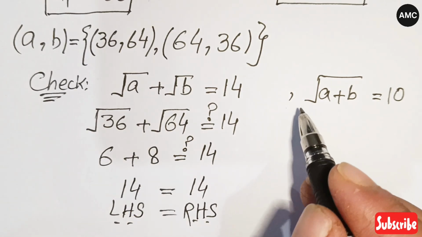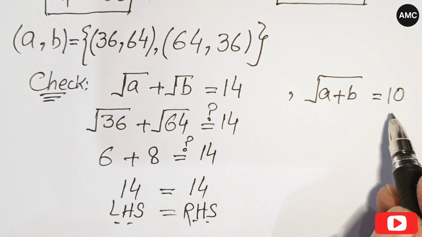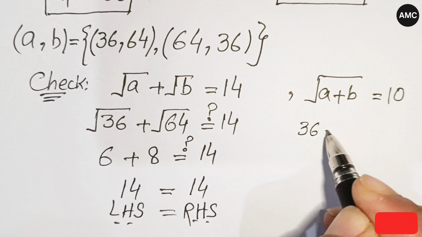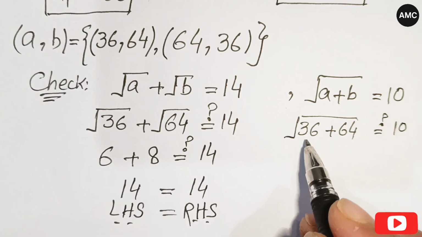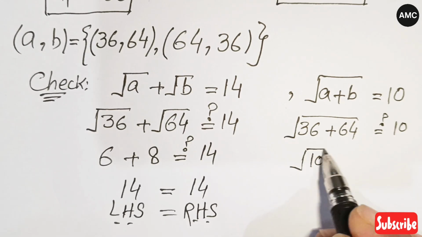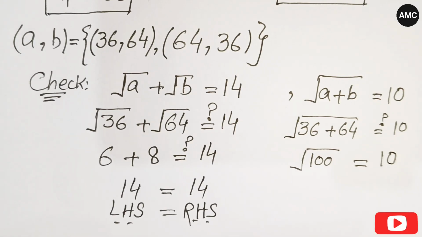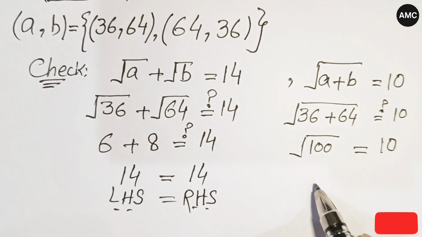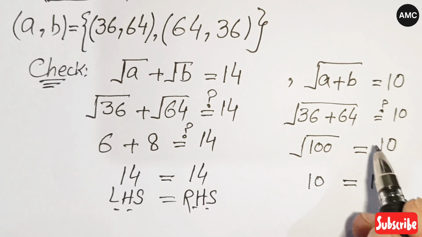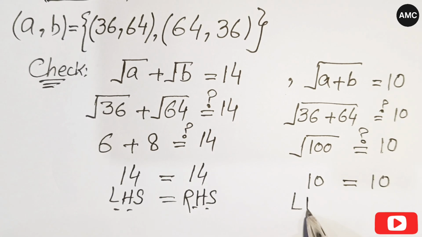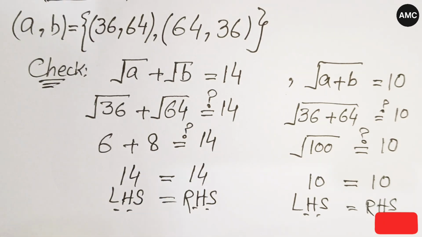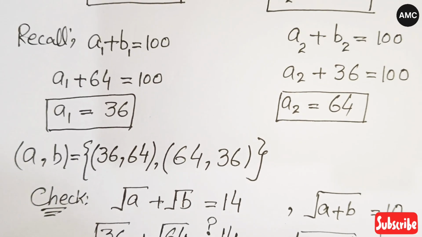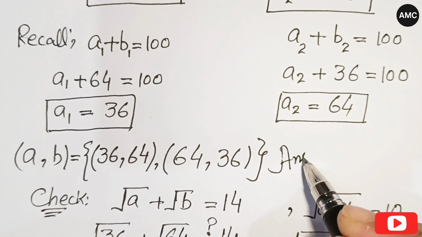Now just check out square root of a plus b is equal to 10. Here we have a is 36, b is 64, whole square root. Is it equal to 10? 36 plus 64 is equal to 100, square root is equal to 10. Now square root of 100 is equal to 10 and 10 is equal to 10. So left hand side is equal to right hand side. Hence we have just proved our same values for equation number 2. Now it is our final set of values and it is our answer.